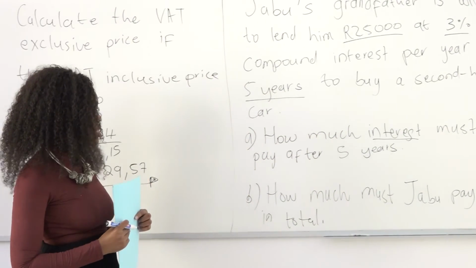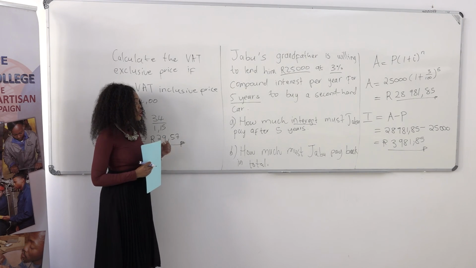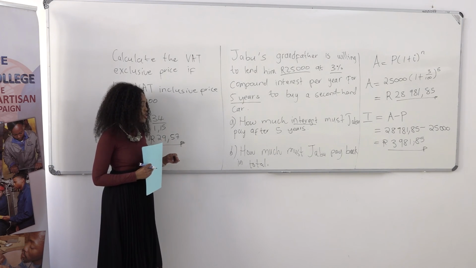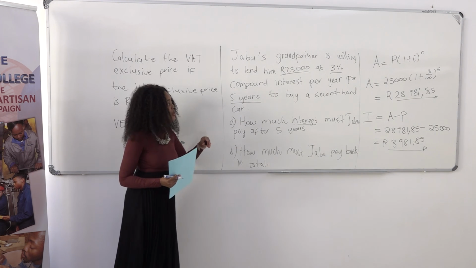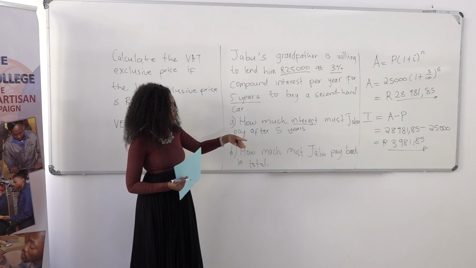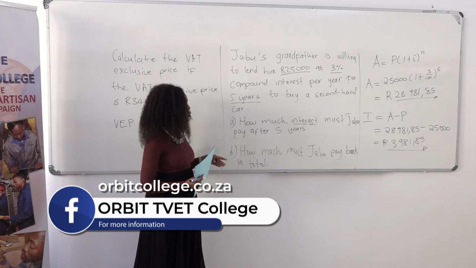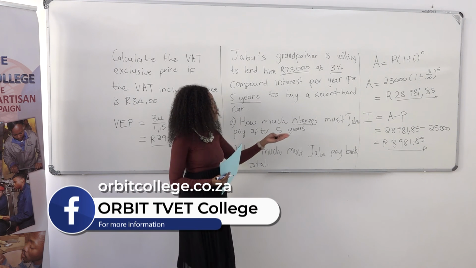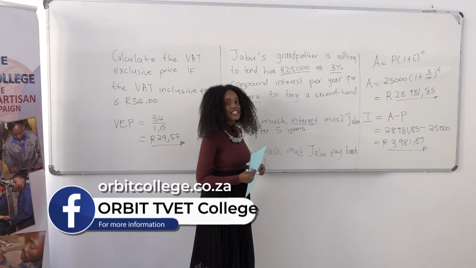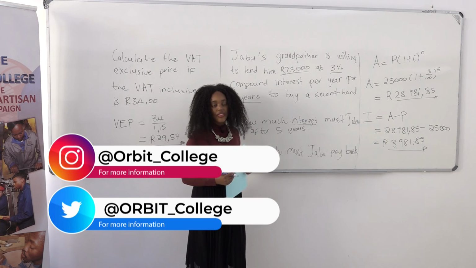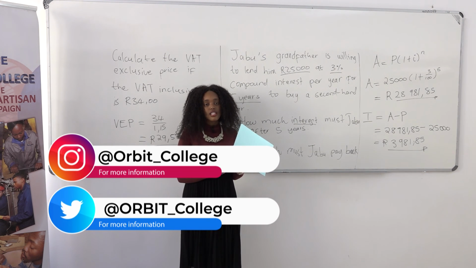Now the second question says, how much must Jabu pay back in total? So we are looking for the total amount. So we have already answered that. So our answer would be, Jabu will pay a total of 28,981.85. And that wraps up our lesson for today.